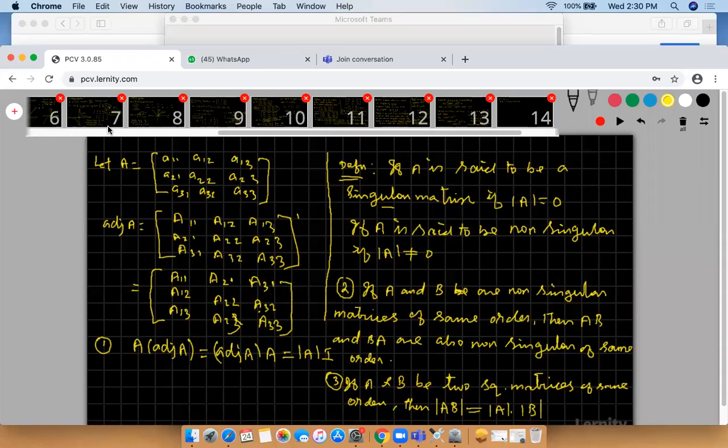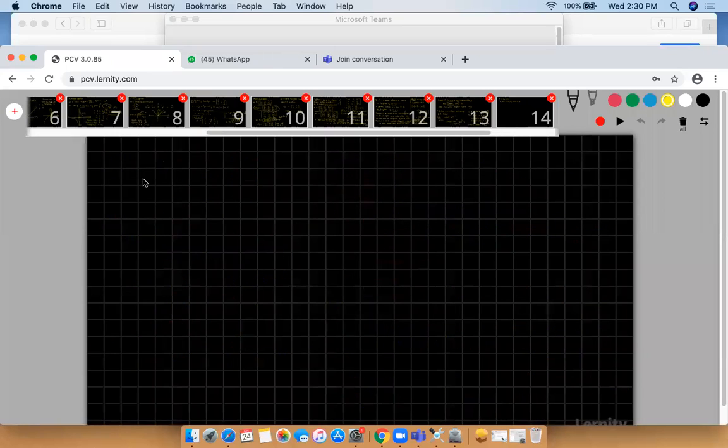Okay, go for the next. Next is a result. Based on these theorems, we are going to find out one result. What is the result? Suppose I'm taking, let A be a 3 cross 3 square matrix. Then adjoint of A into A is equal to determinant of A into I.